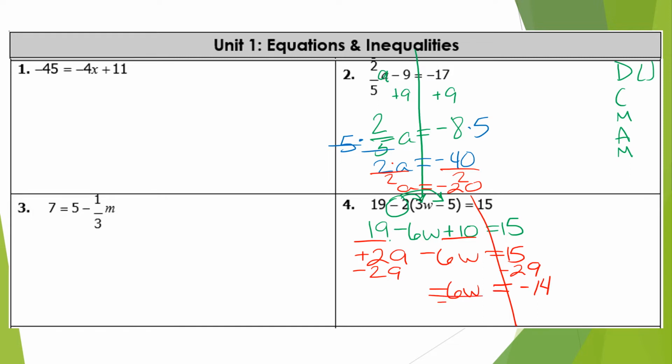We're going to divide by -6, divide by -6. And in this case, keep in mind, a negative by negative is positive. If you have a fraction, not a big deal. Just reduce it as much as you can. So this would go to 7/3.